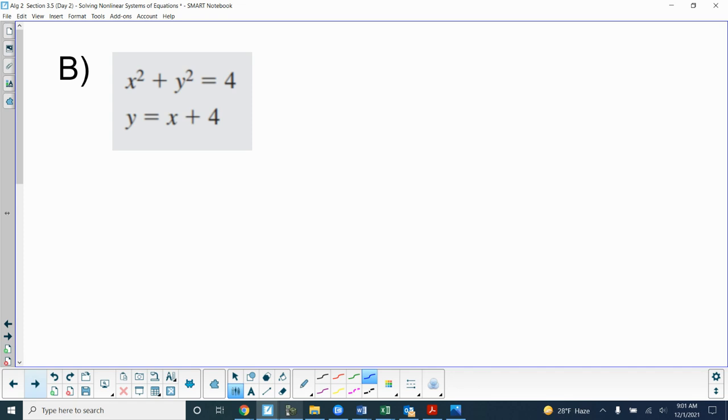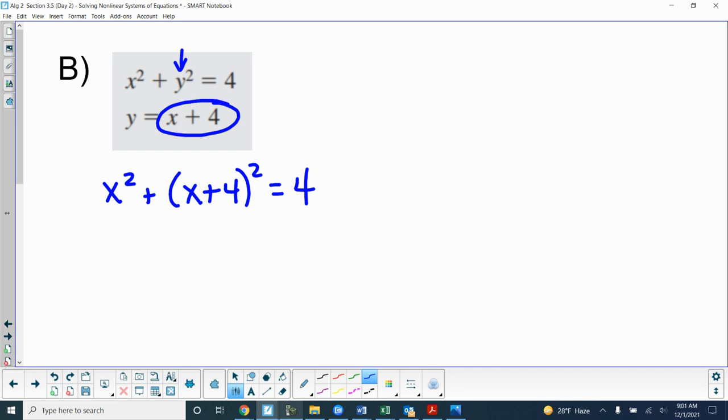Let's go ahead and, if you didn't quite get finished, that's okay. Where am I putting x plus 4? Up there. In for the y, right? Just like we did before? So we got x squared plus (x plus 4) squared equals 4. When I walked around, everybody had that part right.